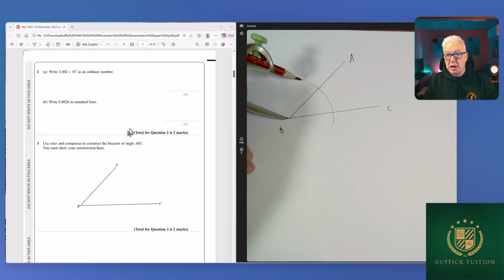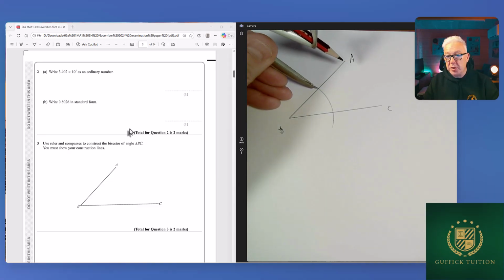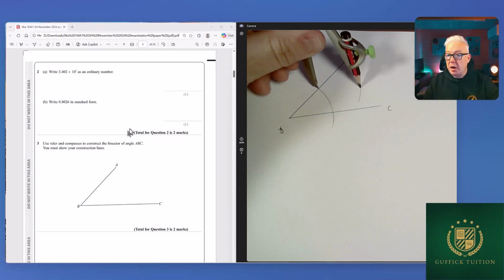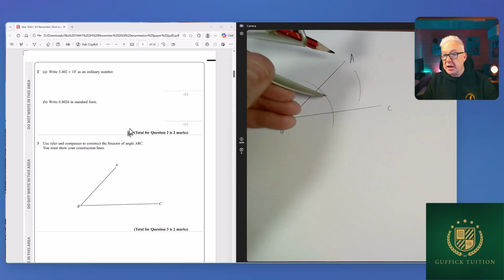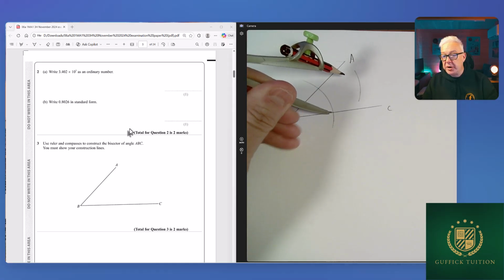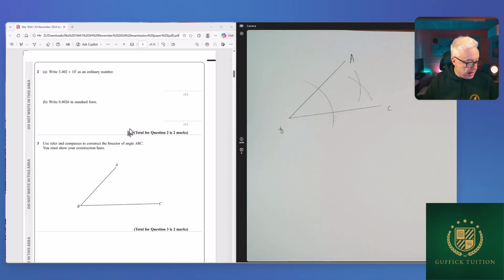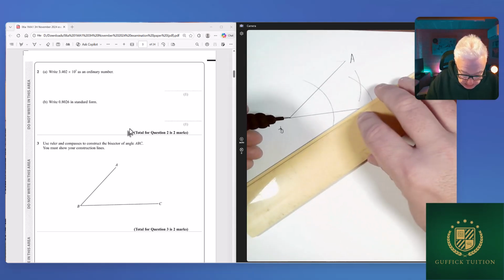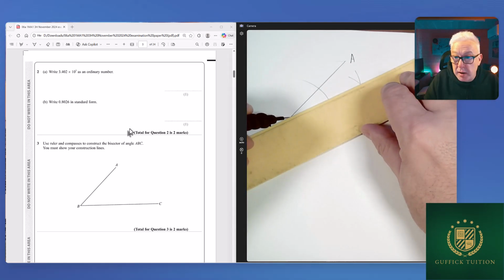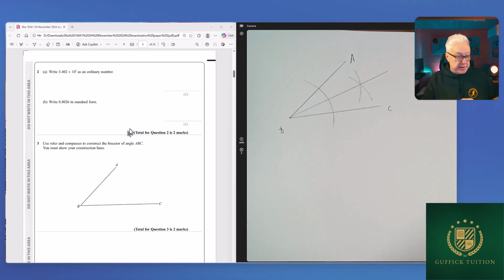So you draw an arc like that. You take your compass, put the point on there, and draw an arc up there like so. Keeping it the same, put it on that little point there, and draw another arc. And then you connect those with a ruler. So here we are, there is a ruler. So that's question 3 done. Nice 2 marks if something like that comes up.